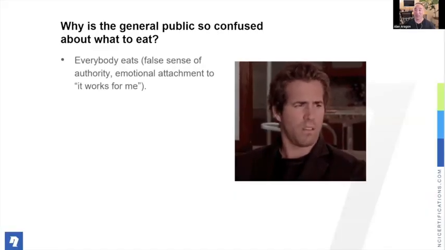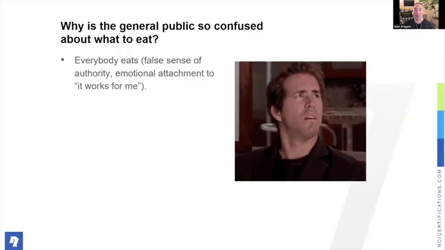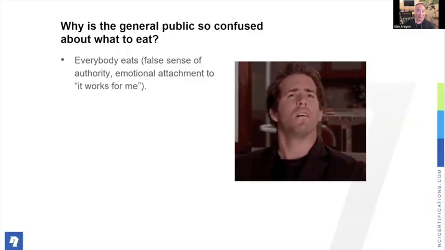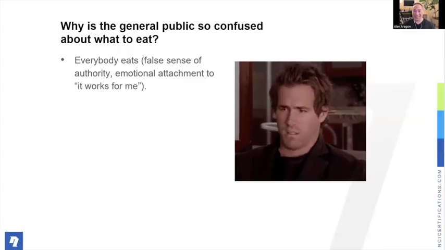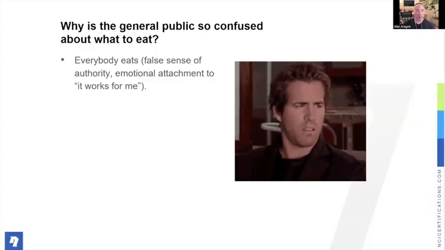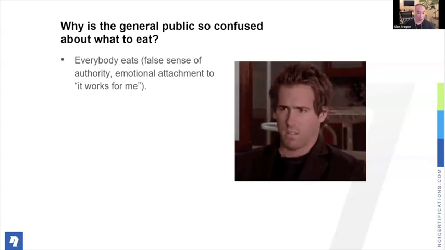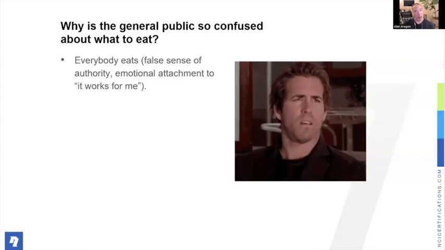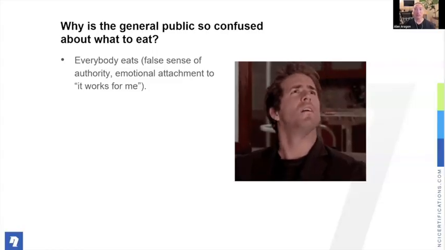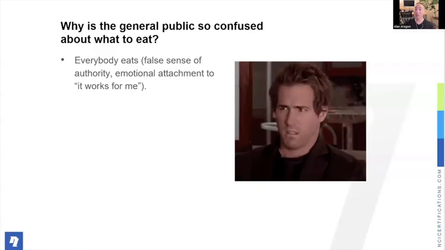First of all, everybody eats. This means that depending on who you are, depending on the size of your ego, maybe, there are plenty of opportunities to have a false sense of authority and emotional attachment to what happens to work for you. So since everybody eats, a lot of people have a tendency to feel like they're an authority on eating.